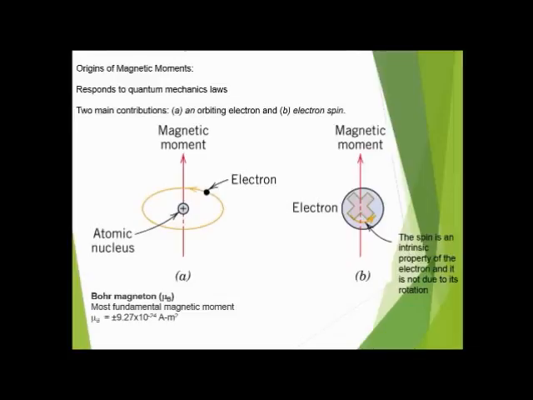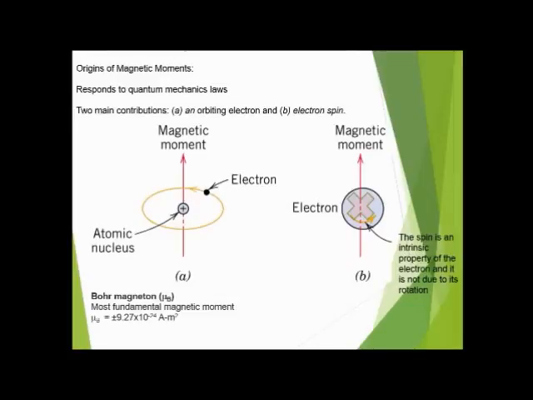Whenever the electron rotates around the nucleus, the nucleus remains the positive part and the electron is the negative part. Having a constant radius, it moves along a circular path, so it creates a magnetic field, and this is the direction of the magnetic moment. Similar is the case of the spin of the electron. The spin is an intrinsic property of the electron and it is not due to its rotation. You should remember this one.